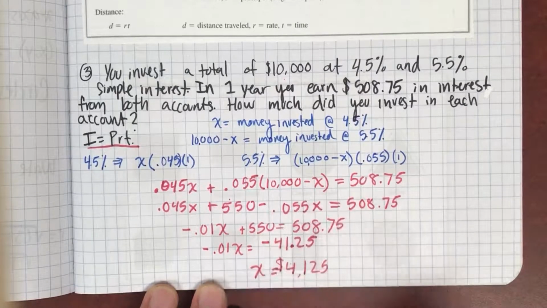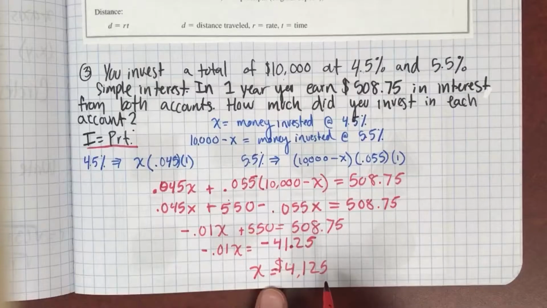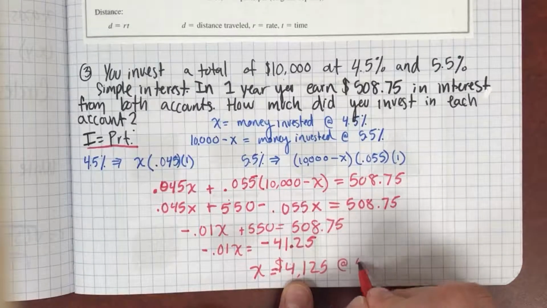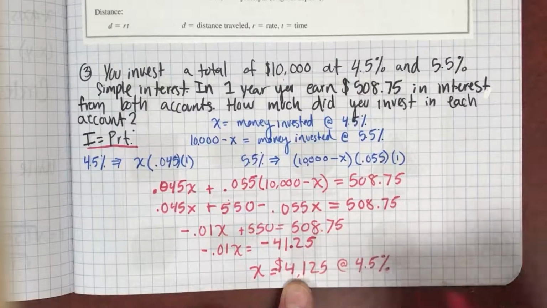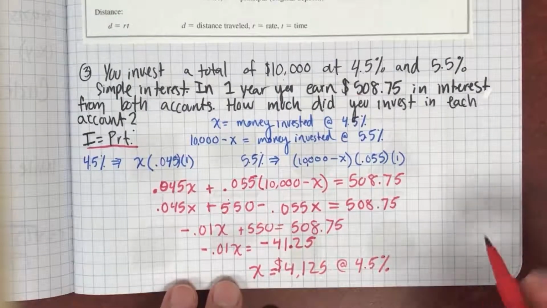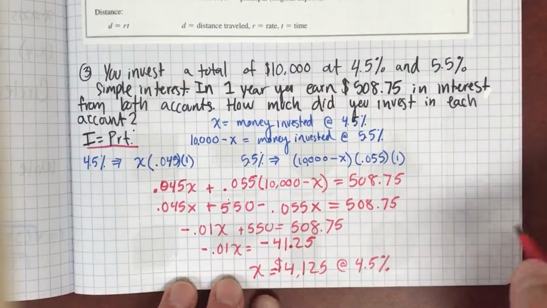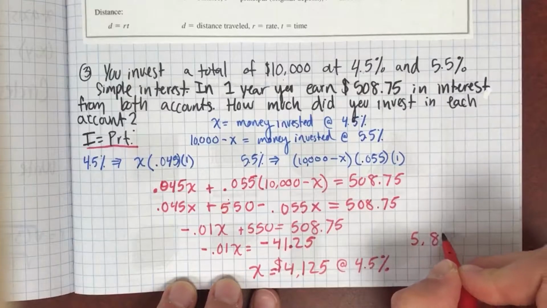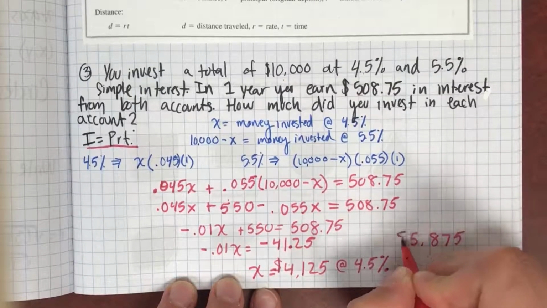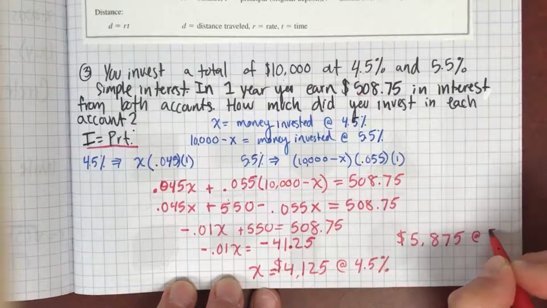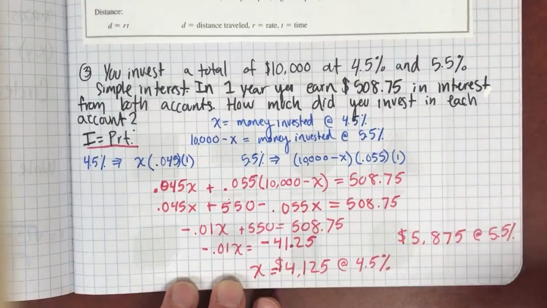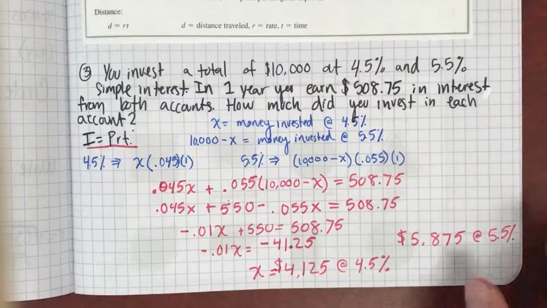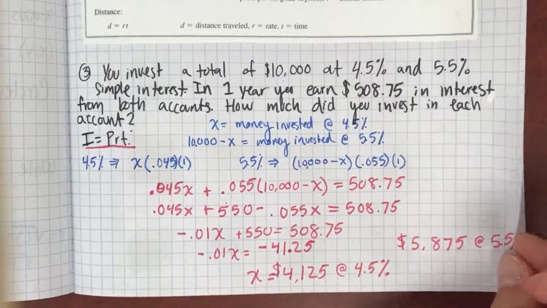And that is in money. So now we're not done yet. We know that this is what is at 4.5%. How much did I invest for the 5.5%? We'll just take your 10,000 minus this, which would be $5,875. All right, so now we know our two amounts for each account.